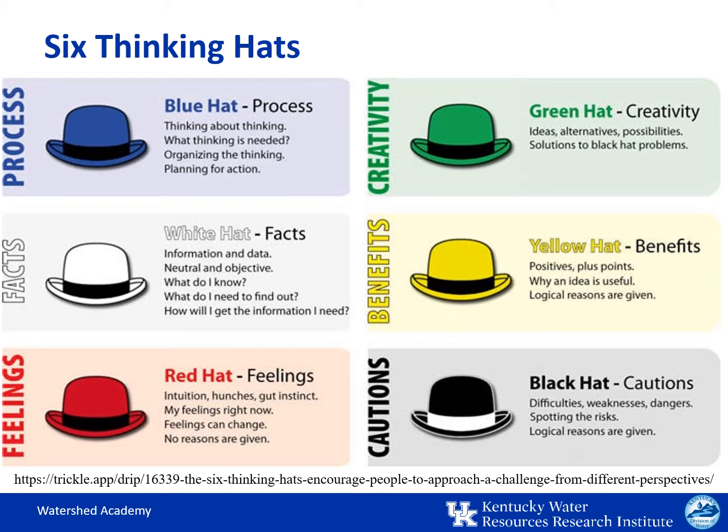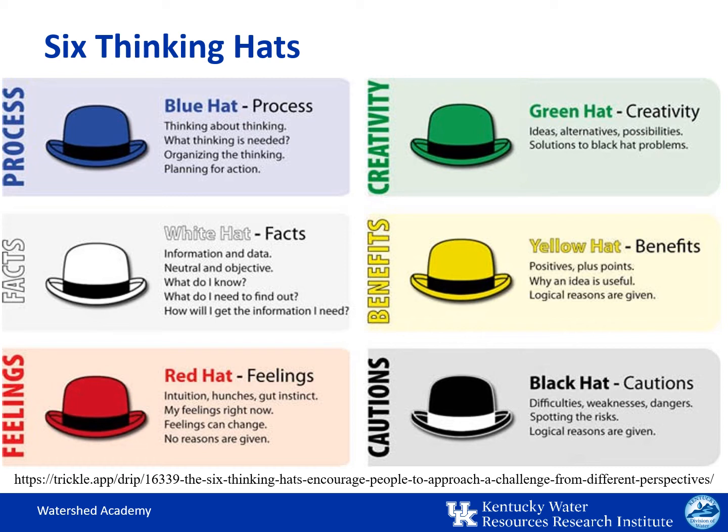Another activity that you can use for generating ideas is the six thinking hats. This was developed by Edward de Bono in a book that had the same title. The idea is that you try to think through ideas from various perspectives. There's a blue hat that is all thinking about the process. How can we best plan for the action? What are our steps in getting there?